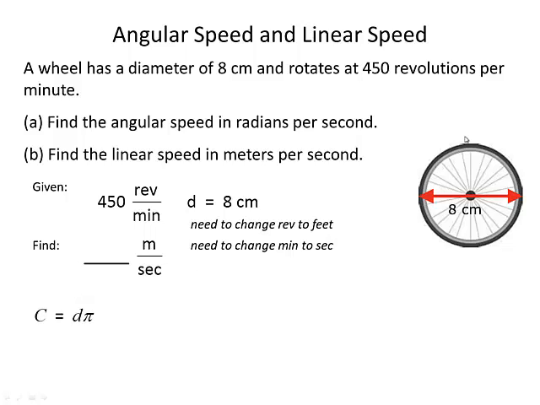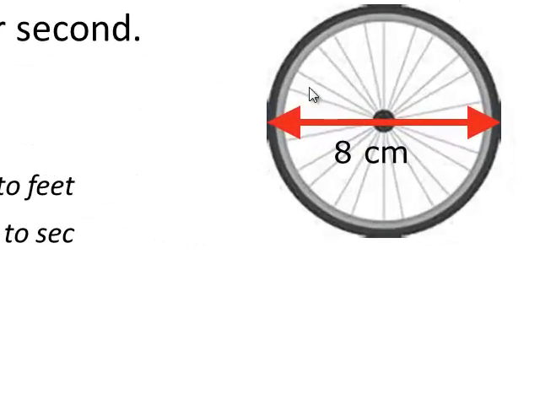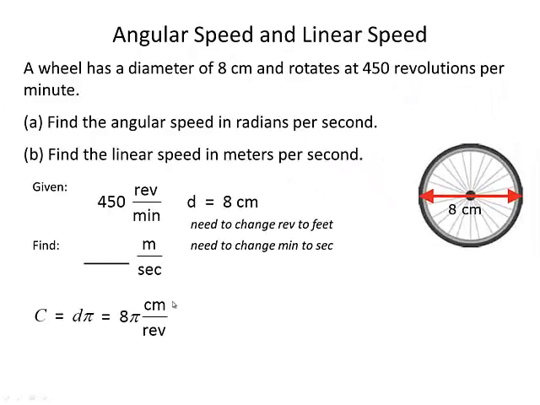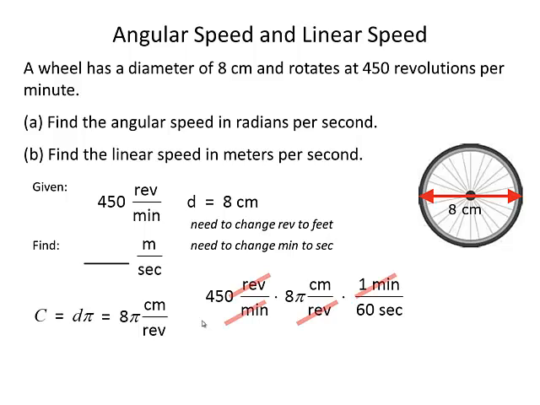We know that 1 full circle around the outside is the circumference, and that's equal to the diameter times pi. So we can say that the circumference, 1 full around on the outside, is 8 pi centimeters per revolution. So we have 450 revolutions per minute times 8 pi centimeters per revolution. Cancel my revolutions. And we also need to change the minutes to seconds and cancel my minutes, reduce and we'll also have to change our centimeters to meters.